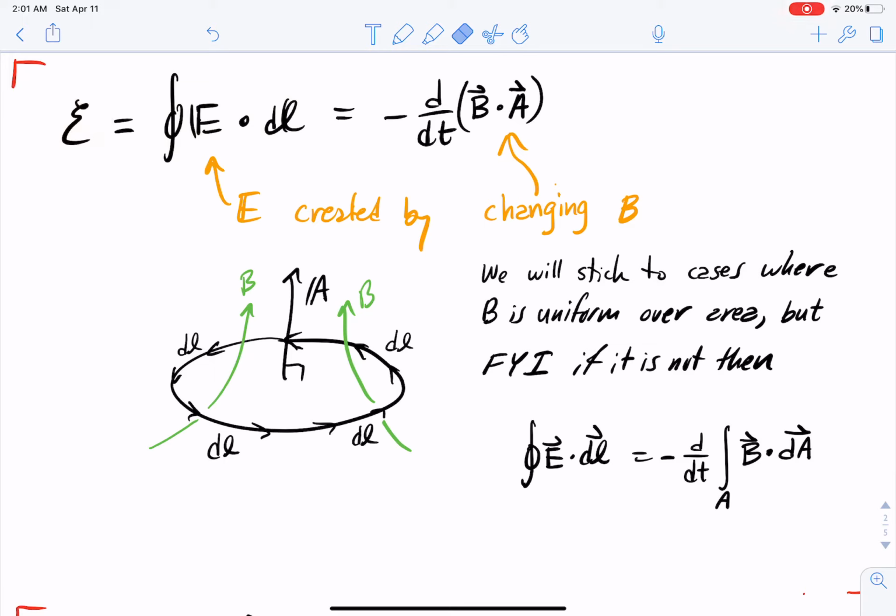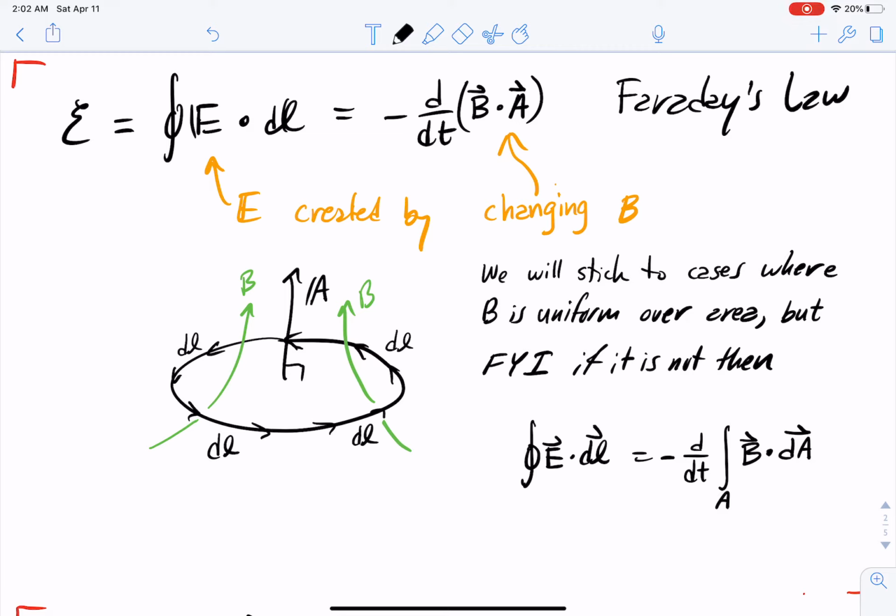All right, so this is called Faraday's law. It's one of the 4 fundamental laws of electromagnetism. It describes how a changing magnetic field leads to an electric field. We're going to stick to cases where B is uniform over the area, just because it's easier to calculate.